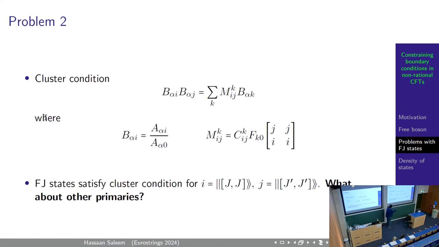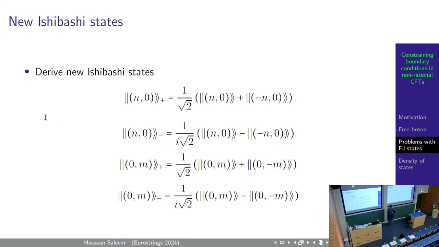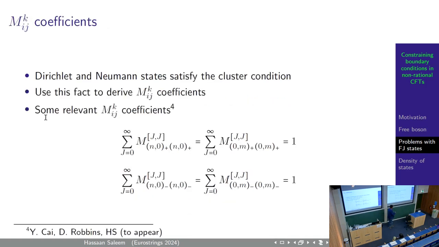And these M coefficients that you have here are nothing but the contraction of the OPE coefficients and the fusion matrices, right? So what Janisch did was that he checked the cluster condition for I and J corresponding to the JJ states, but he didn't check the other cases. For example, he didn't check the case when I and J are N0 or M0 and so on. So what we did is that we checked the exact same thing, but it turns out that it's much more convenient if you first define the new Ishibashi states, which are something like these.